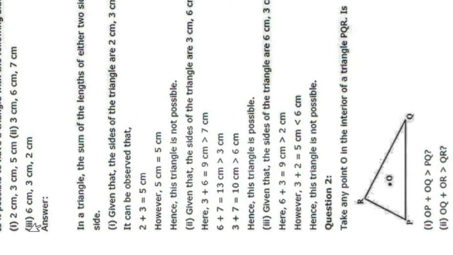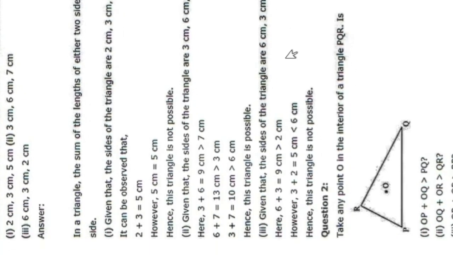Now the third one: 6 cm, 3 cm, 2 cm. Given that the sides of the triangle are 6 cm, 3 cm, 2 cm, we will check the sum of the first two sides, then the sum of the second and third side. So 6 plus 3 equals 9 cm, which is greater than the third side, 2 cm. And 3 plus 2 equals 5 cm, which is less than the third side, 6 cm. When it is less than, the triangle is not possible. If it is greater than, then the triangle is possible. Hence this triangle is not possible.